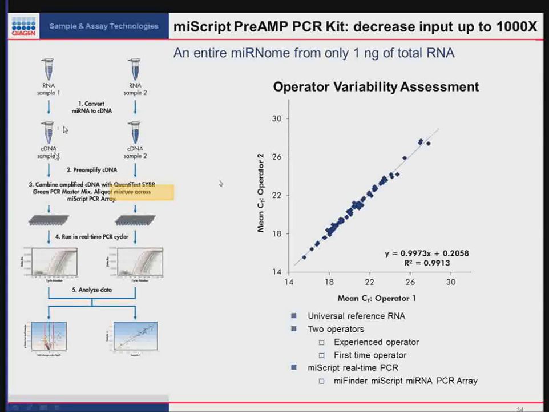So again, RNA to cDNA, cDNA preamplified, mixed with master mix, spread on an array, run the samples, do data analysis. The panel on the right is just an example of 2 different operators going through this process on replicates of the same sample, and you can see that they get essentially the same data.